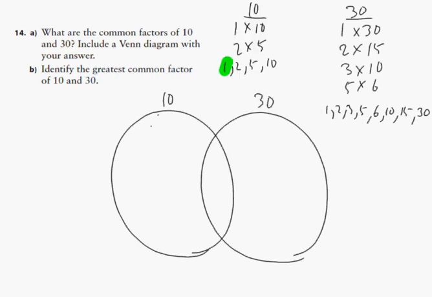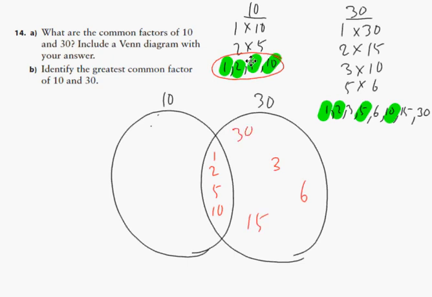1 is again common all the time. 2 is common. 5 is a common factor. And 10 is a common factor. So if I'm going to list those, I'm going to put those in the middle: 1, 2, 5, and 10. All of those are for 10. There's no unique ones to 10 because those are all of the factors of 10. And the ones I put over here are 3, 6, 15, and 30.